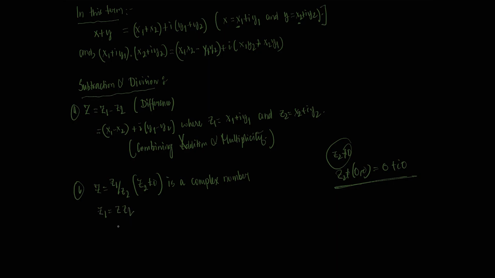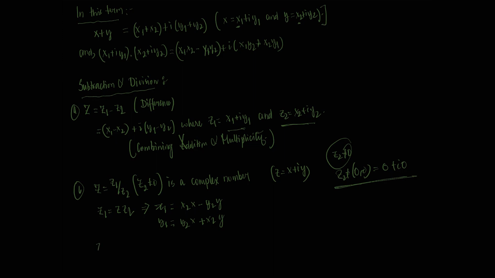Is this okay? If you write z1 to be x1 plus iy1 and z2 to be x2 plus iy2, and z to be x plus iy, then because these two complex numbers are the same, if you take the real and imaginary parts, x1 becomes x2x minus y2y, and y1 becomes y2x plus x2y. Clear?